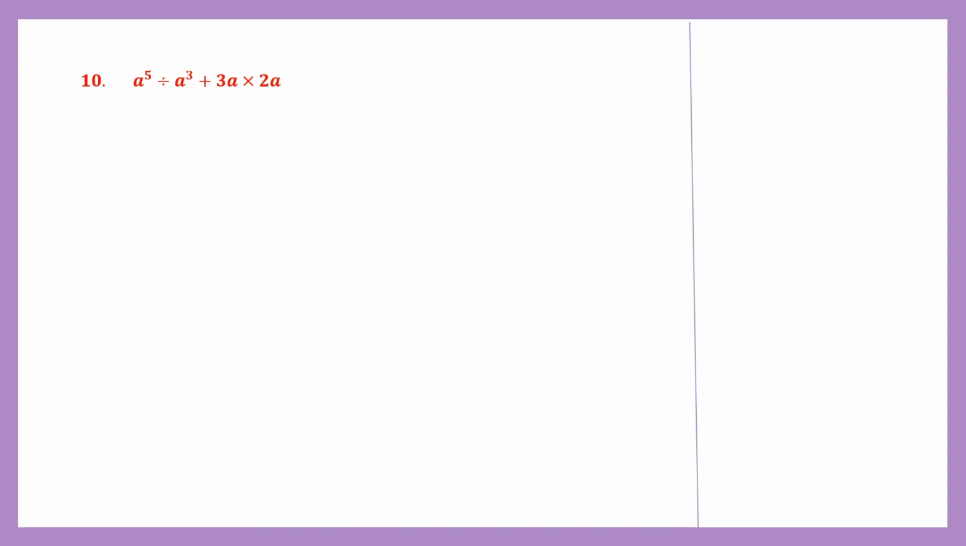Question 10. So here we have a to the power of 5 divided by a to the power of 3 plus 3a into 2a. So what are the different operations we have? Division, addition and multiplication. According to BODMAS, division should be done first, isn't it? So first let's work on a to the power of 5 divided by a to the power of 3. So this is division. So it becomes a to the power of 5 minus 3, which is a to the power of 2.